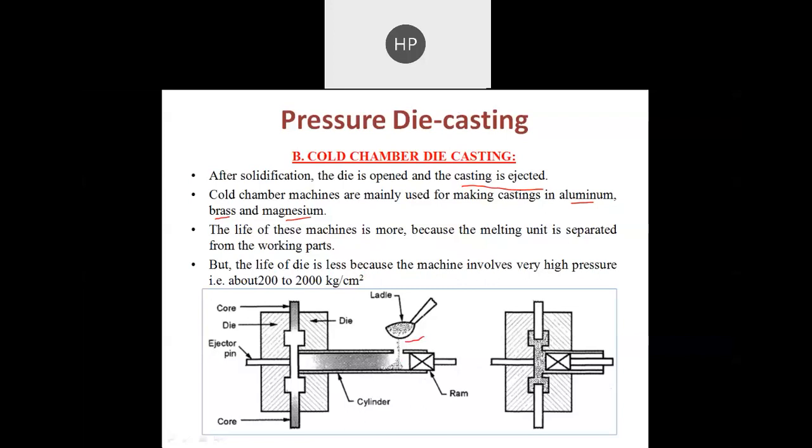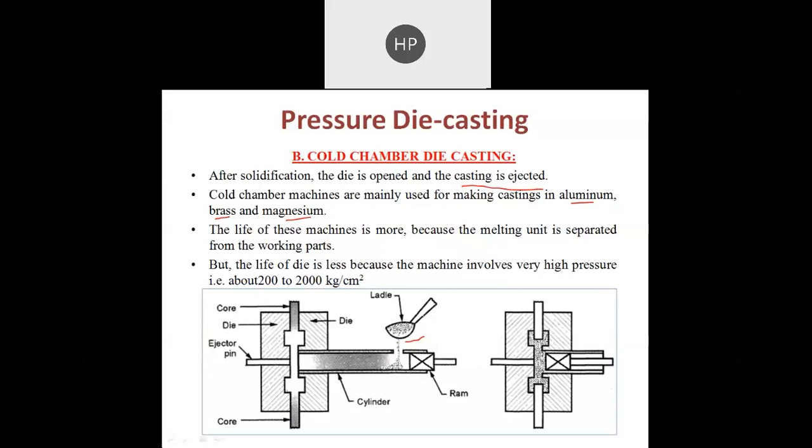Okay, so here this die has a shorter life as compared to hot chamber die casting, because here we require higher pressure. The reason is that when we transfer the material from the furnace to the cylinder, it may lose some heat, and when the heat is lost, the flowability of the material decreases, and that's why it requires higher pressure as compared to hot chamber die casting.